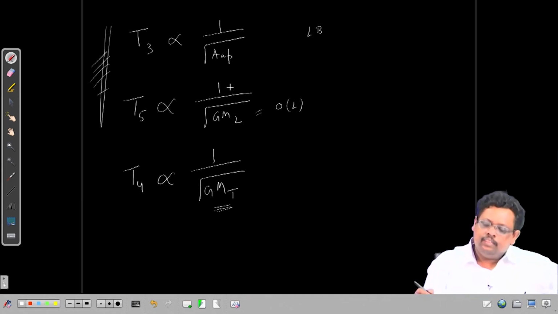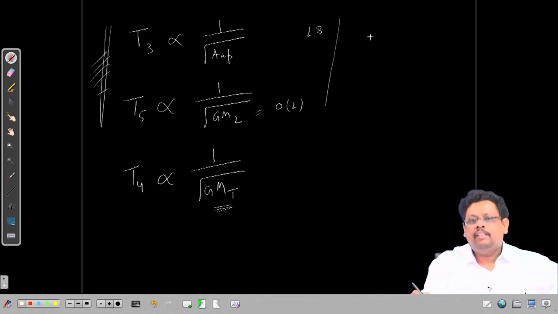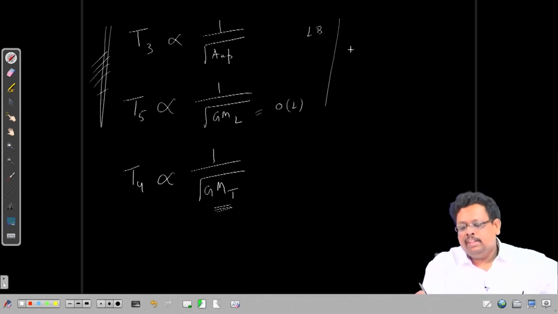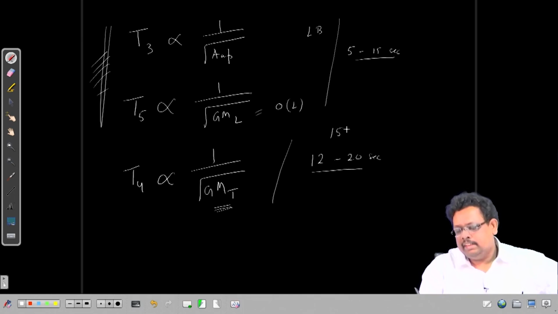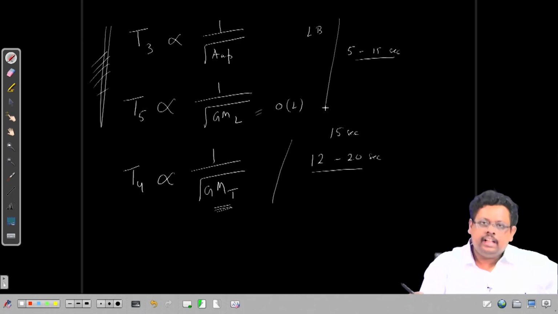Therefore, in comparison to the heave natural time period, which is normally 5 to 15 seconds, the roll natural period is much higher, something around 12 to 20 seconds, or on an average let us say 15 seconds. So the idea is it is much higher than this.